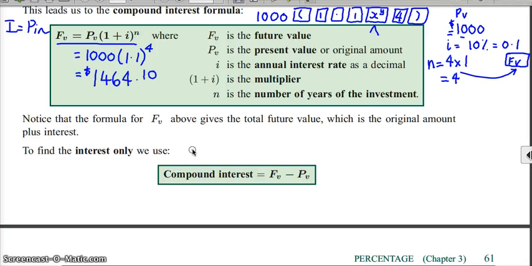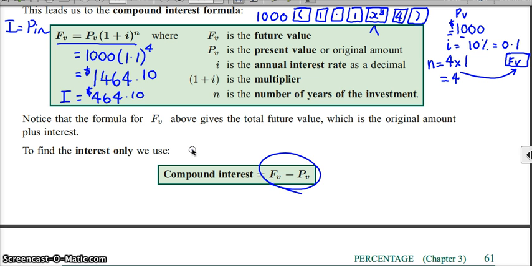Yep. Every time, this answer will give you the amount you put in plus a little bit of interest. Okay? So do you want to have a guess there of what it might have been, Jess? Excellent. $464.10. Good girl. So the amount of interest was $464.10.